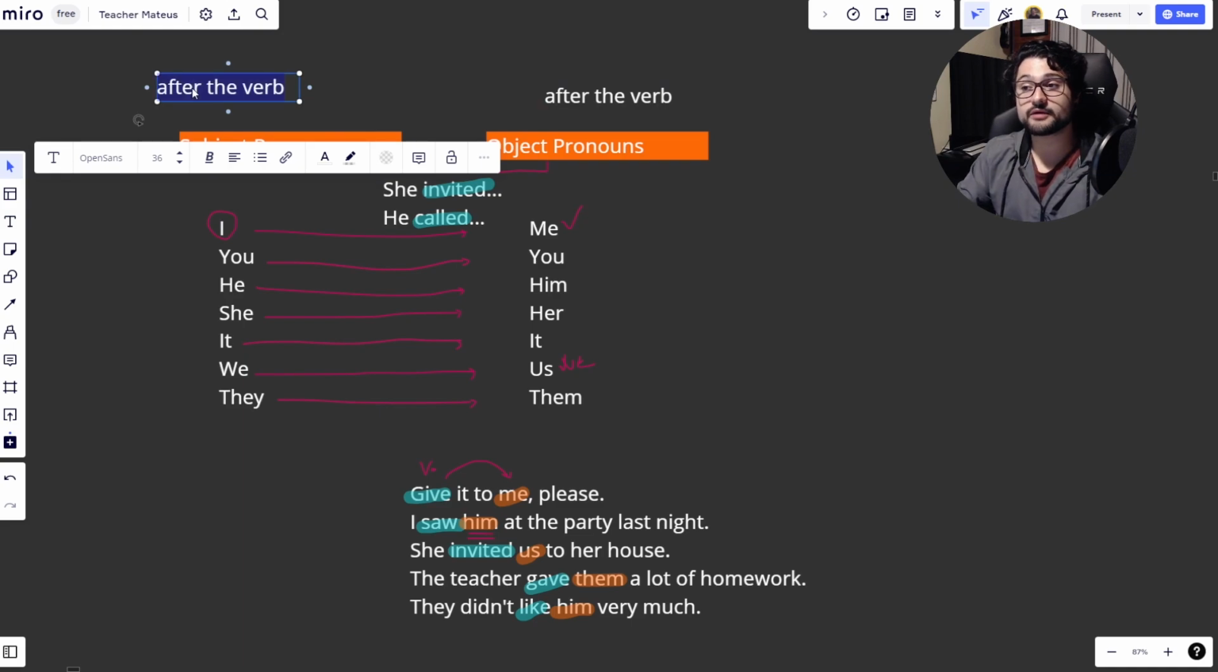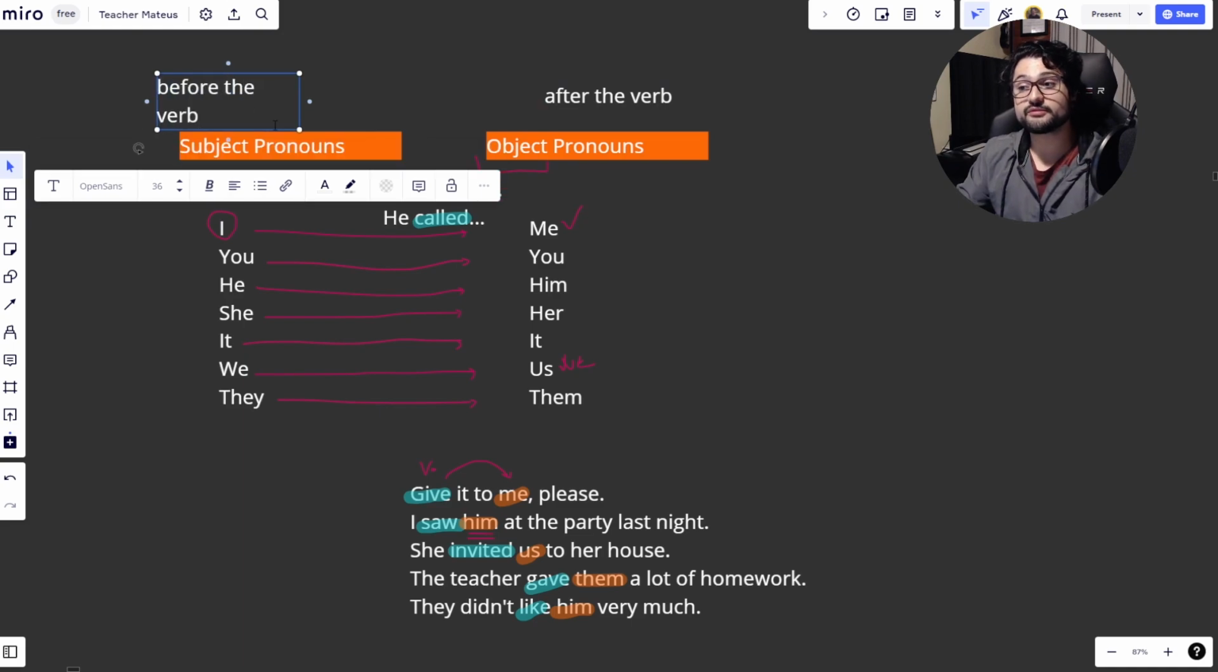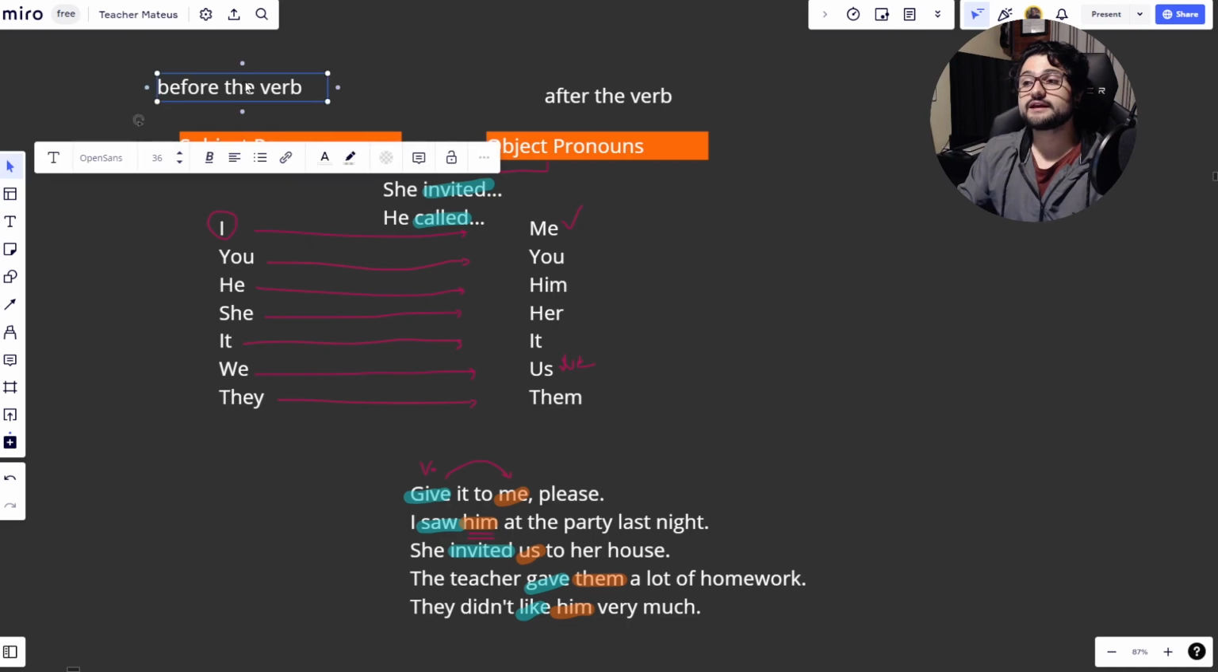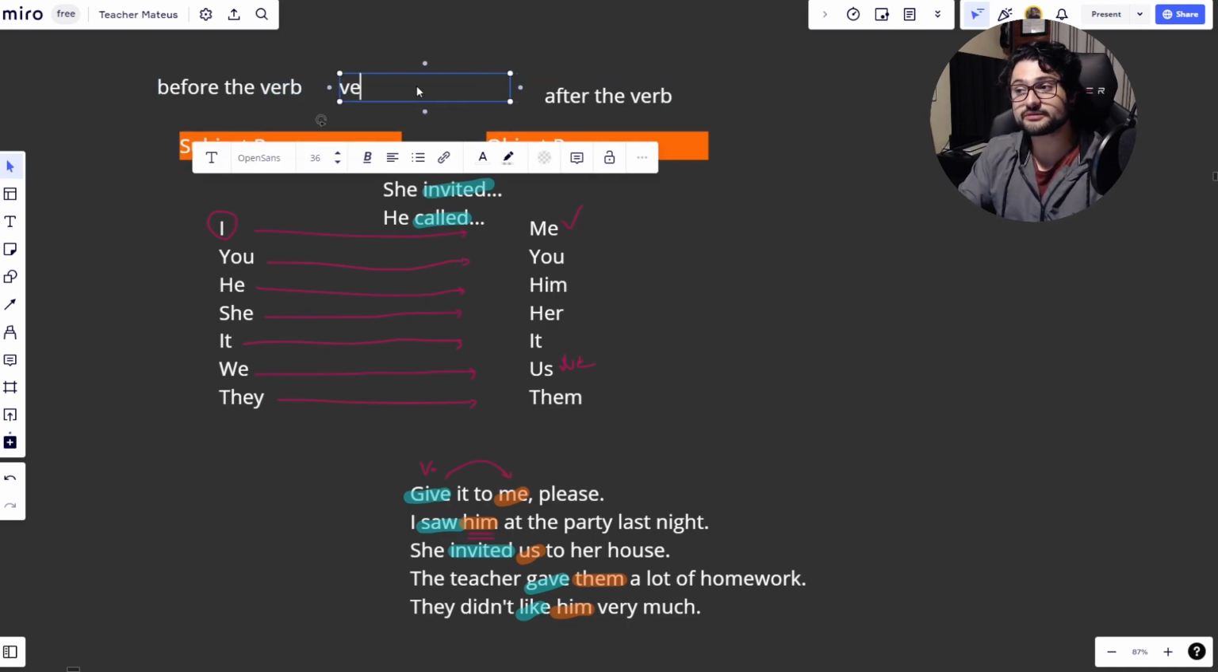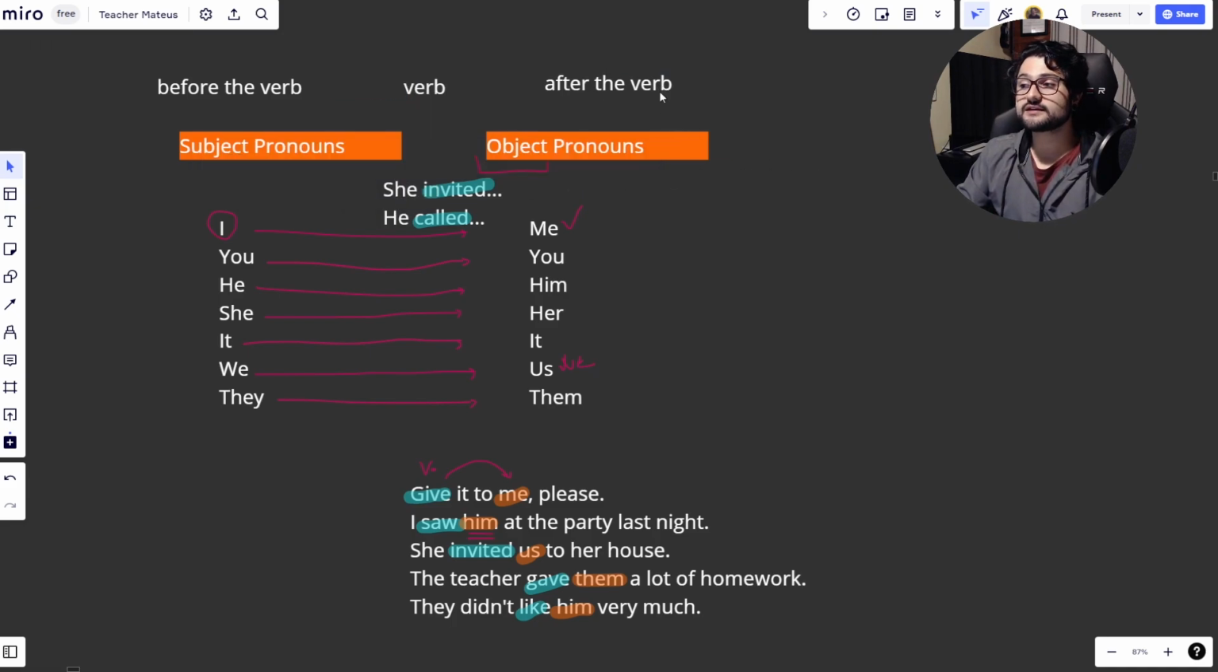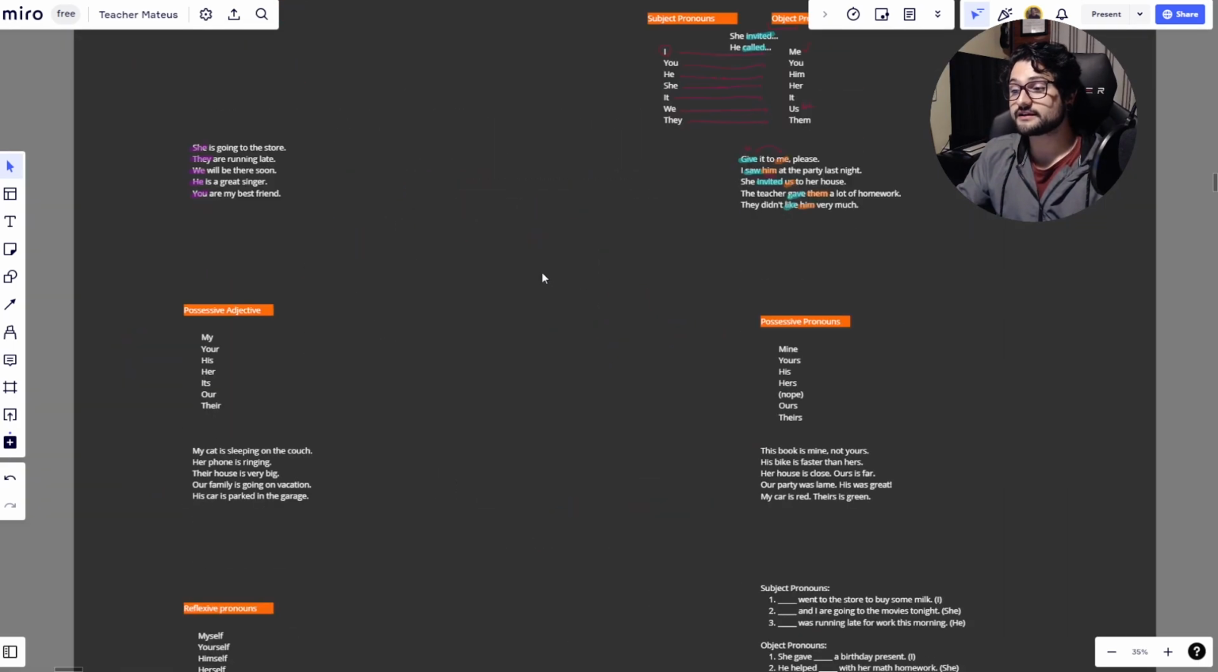Subject pronouns come before the verb, before the action. Then we have the verb, like invited, called, and then the object pronouns come after it. All right, so this is the subject and the object pronouns. Let's continue because we have more pronouns to discuss and learn today.